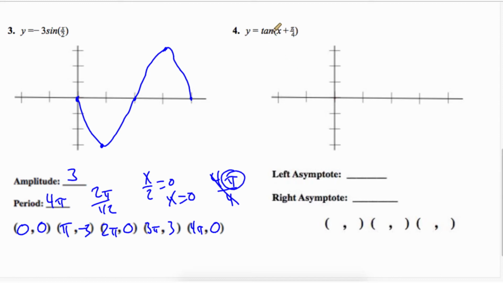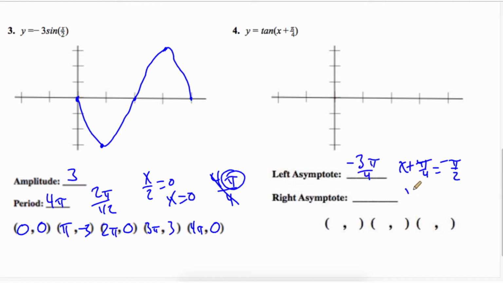Now number 4 is a little bit different because number 4 is a tangent graph. So the first thing we have to find is the left asymptote. So when we do that, we take this stuff inside of parentheses, which is x plus pi over 4, and we need to set that equal to negative pi over 2. We're going to end up subtracting that pi over 4 over to the other side, and we should end up with our left asymptote being at negative 3 pi over 4.